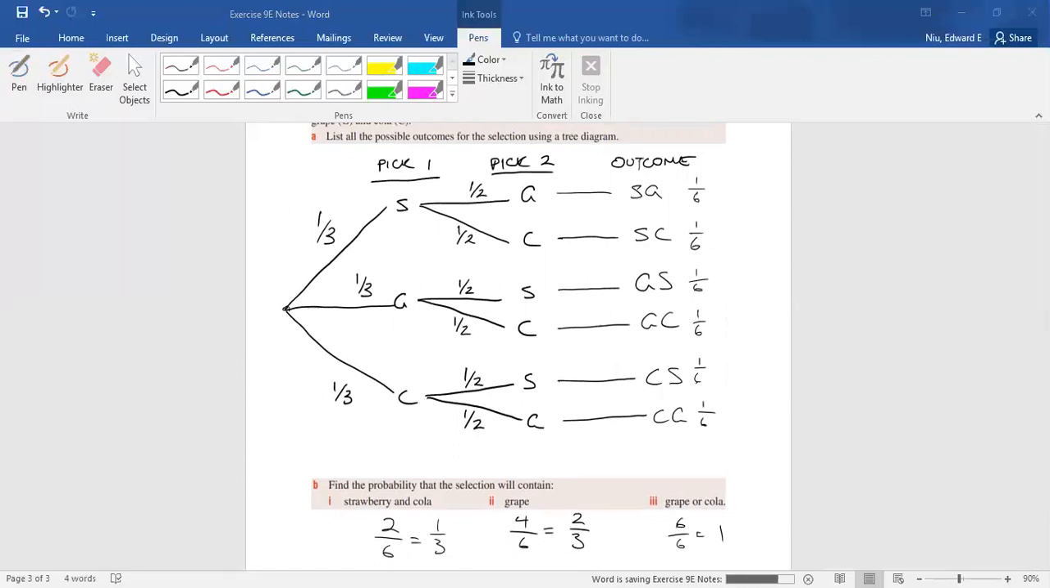Let's take a look at the questions. Please have a go at questions 1, 2, 3, 4, 5, and 6. So questions 1 to 6, and let me know if you have any questions, guys.